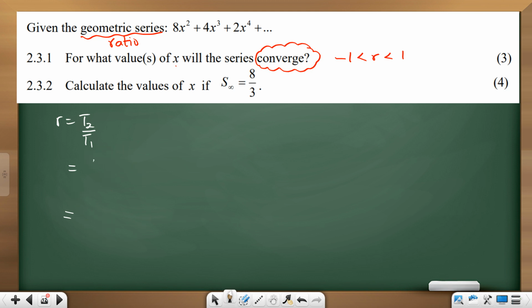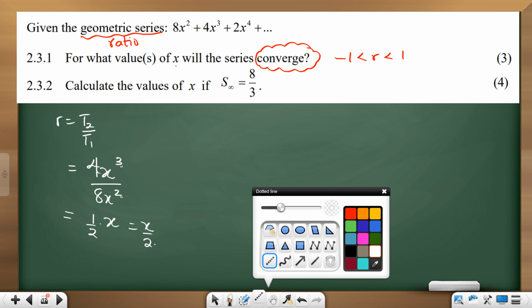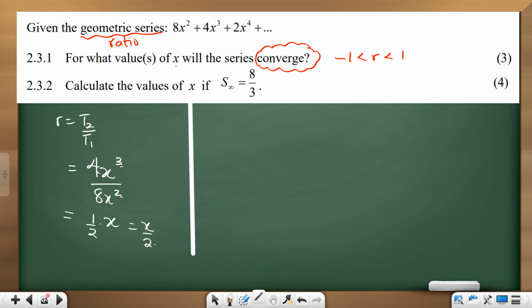Okay, what do we have? 4x to the power 3 over 8x to the power 2. 4 divided by 8 is half. Laws of exponents: when you are dividing with the same base, what do you do? You subtract, and you subtract where it's more. So that is basically x over 2. Are we okay now? I'm just waiting to make sure that we're on the same page.